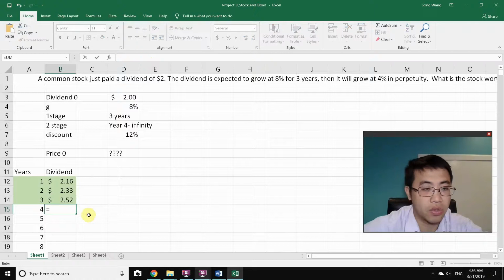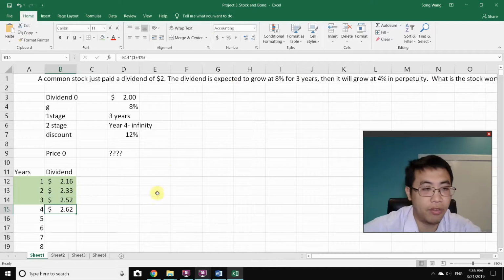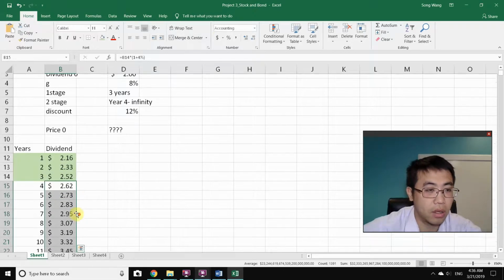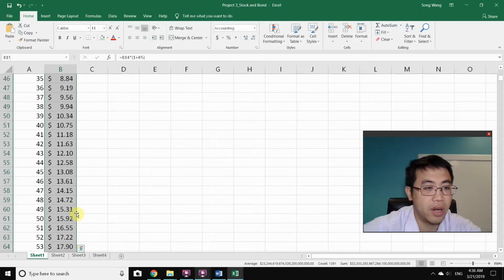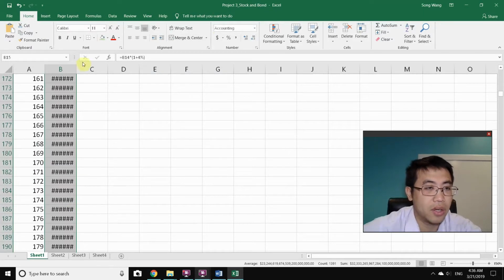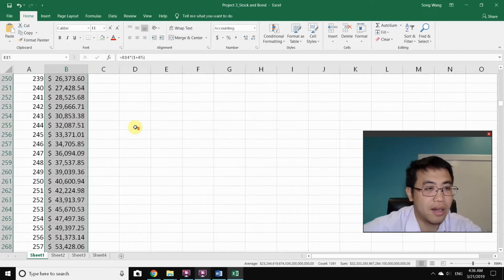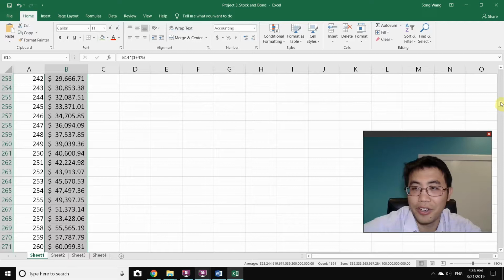In the second stage, the growth rate changes from 8% to 4%. It's not 8% anymore. It's 4%, and it will stay at 4% forever. Perpetuity stands for forever, right? And then I just drag it all the way down. As you can see, my dividend just keeps growing and growing after years and years, and it eventually grows to a huge number. After 1,000 years, it will grow to millions of dollars.